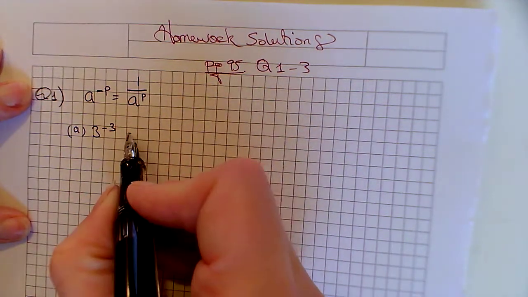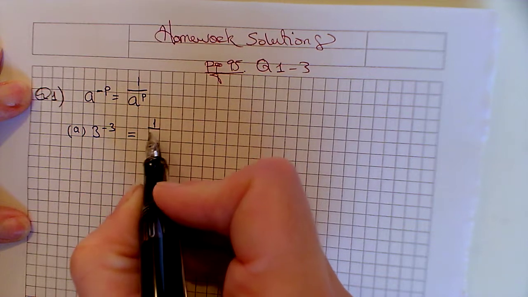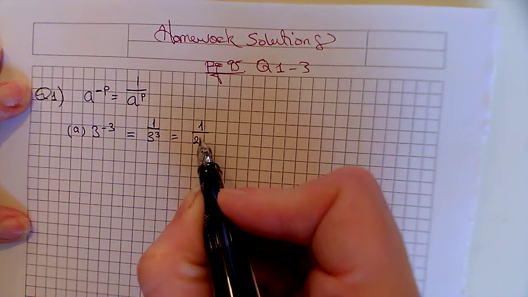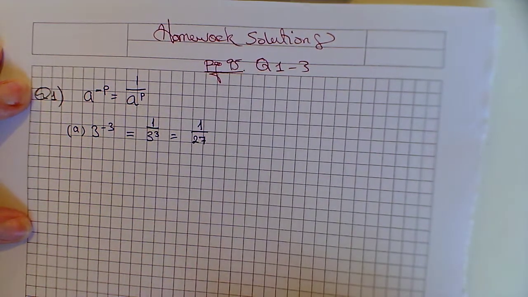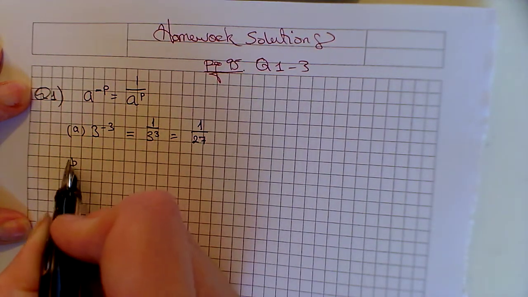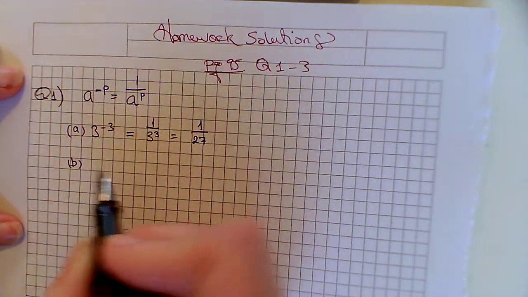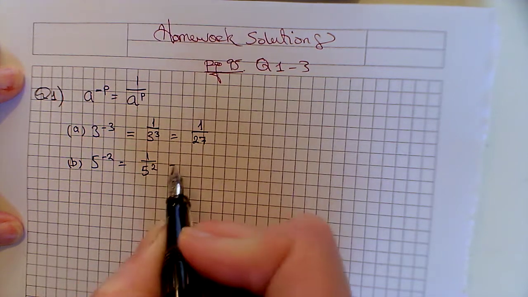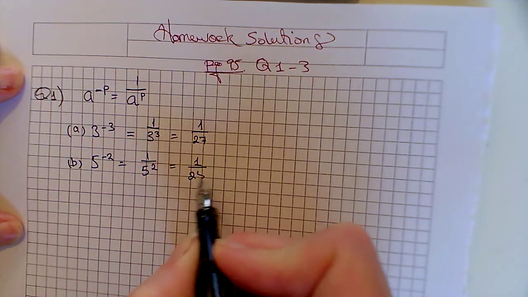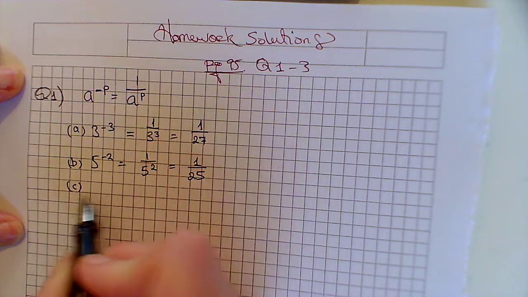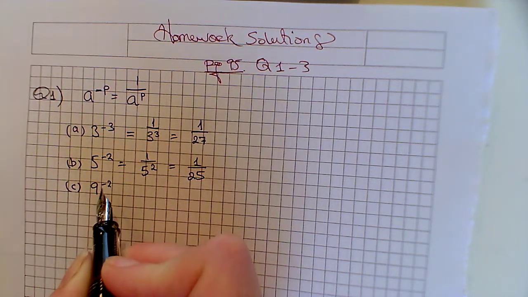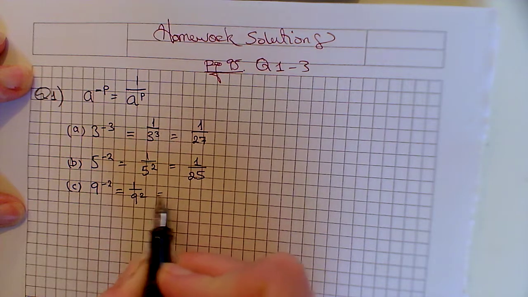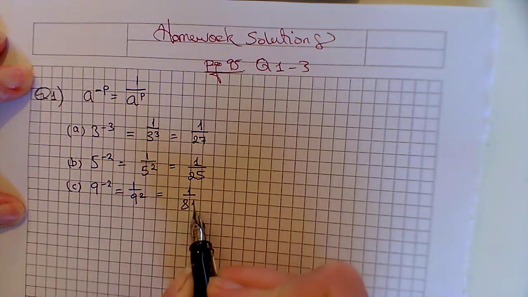So 3 to the power of minus 3 would be 1 over 3 cubed, and you would be expected to simplify that there to 1 over 27. Part B, 5 to the power of minus 2 is 1 over 5 squared, which simplifies to 1 over 25. Part C, 9 to the power of minus 2 is 1 over 9 squared, which is 1 over 81.